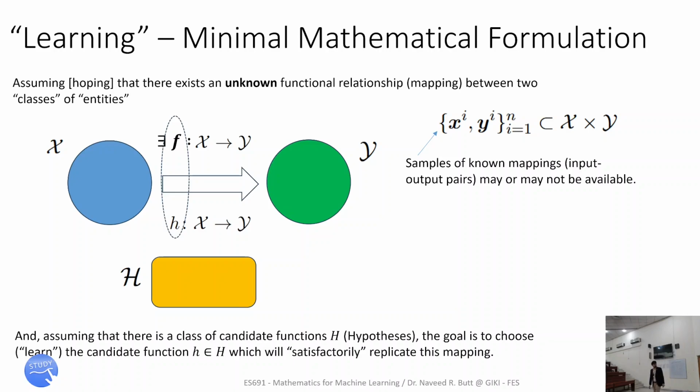Now, if we do have some samples of known mappings, that is the data that is available. I know that when I gave x, I got y for at least n points. जो हम points होते हैं, जो known होते हैं points, right? Then this may or may not be available.